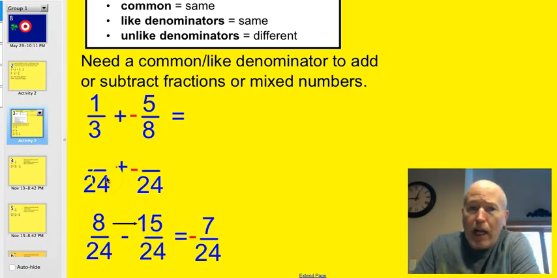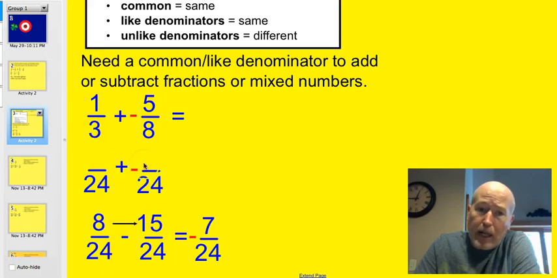Now, in case you forgot how you did that, you take 8 times 3 to get to 24, so you have to take 8 times 1. Whatever you do to the top, you have to do to the bottom. And in this case, we took 3 times 8 to get to 24, so we have to take 3 times 5 to get to 15/24. So now we've got 8 minus 15/24.